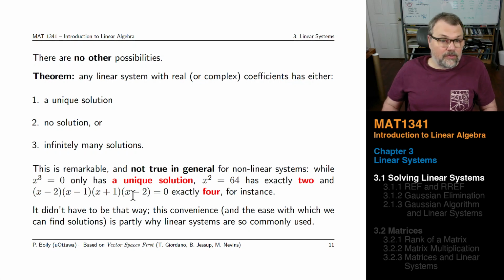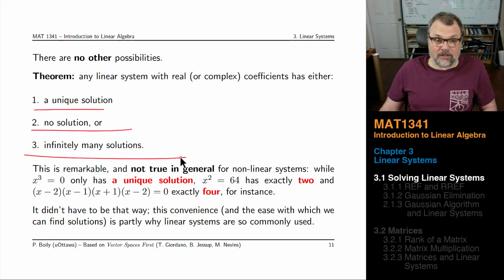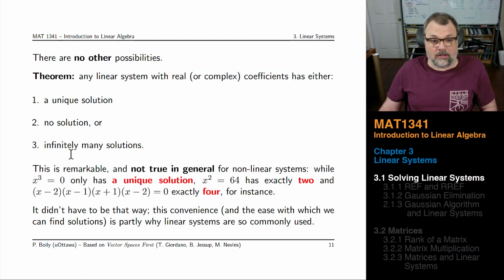It is very convenient that linear systems only have 3 types. Systems with unique solutions, systems with no solution, and systems with infinitely many solutions. And that convenience, and eventually, as we'll see, the ease with which we can actually solve these problems, is part of the reason why people use linear systems all the time.